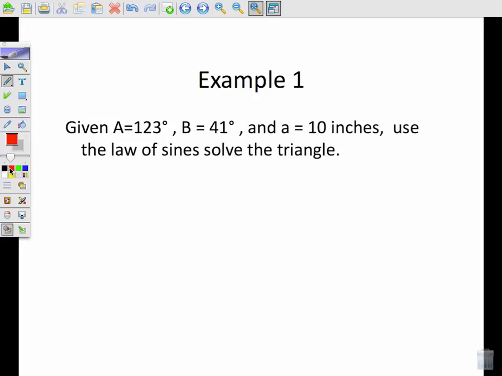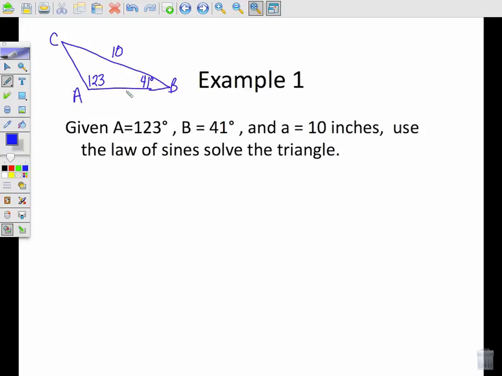Here's our first problem that we're going to look at. We've got a triangle with an angle A that's 123 degrees. I'm going to make an obtuse angle there, and this is 123. And angle B is 41. It's not drawn to scale. We do not know angle C, but we also know that side a is 10 inches. So there we've got our triangle, and it says use the law of sines to solve.